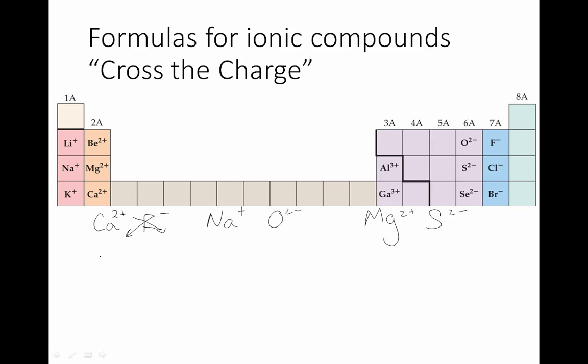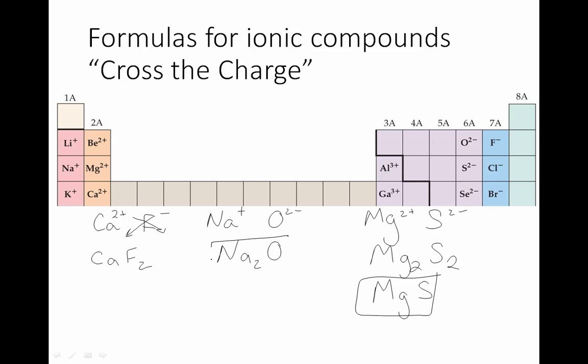Cross your charges. And then make sure they are all reduced. Okay, and that's how you create an ionic compound: you look at the element, figure out what charges should form, and then combine them.